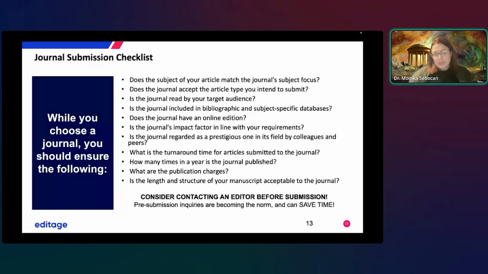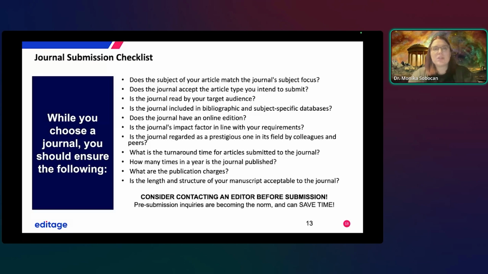So when you are choosing a journal, follow the following questions that need to be answered. So, is the subject of the article a match for the subject focus of the journal? A good tip for figuring out if there is a match between these two is to look at your own reference list at the end of the manuscript. If the reference list contains some of the articles published in that specific journal, then you are on a good way to match with the topic of the journal.